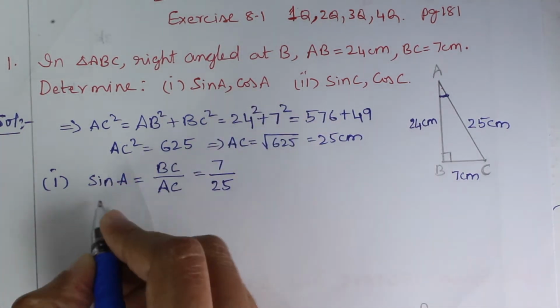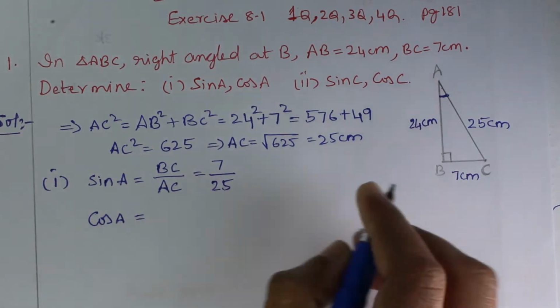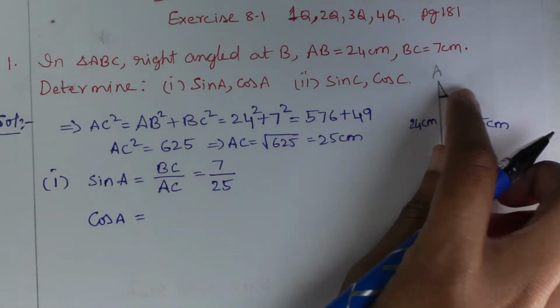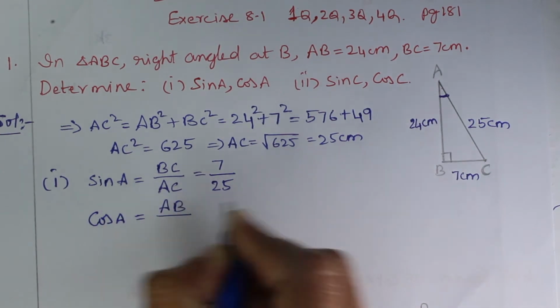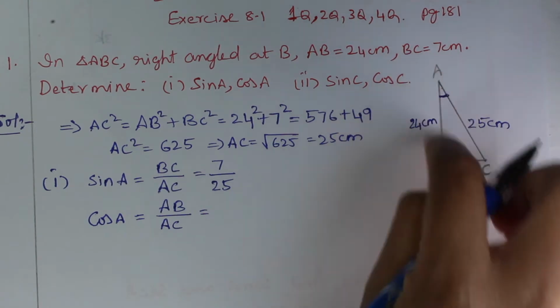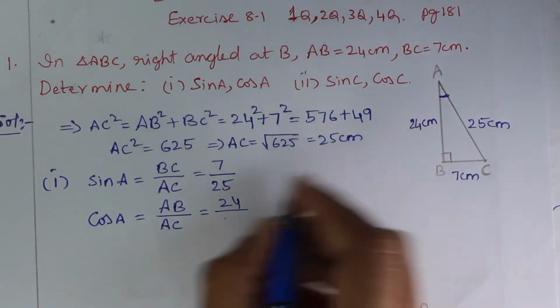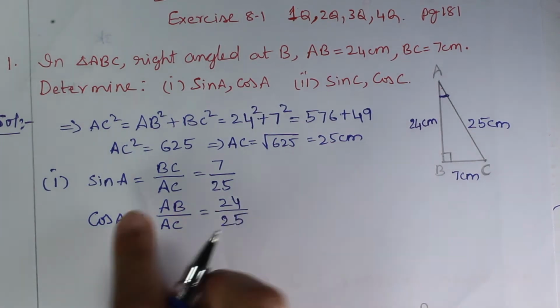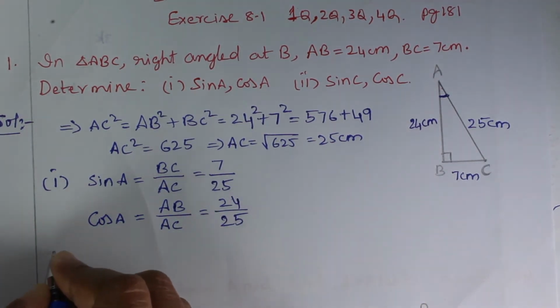Now what is the value of cos A? Cos A is equal to adjacent side to angle A, that is AB, divided by hypotenuse, that is AC. So AB value is 24 divided by AC value is 25. So cos A is 24 by 25. Now let's move to the second part of the question.